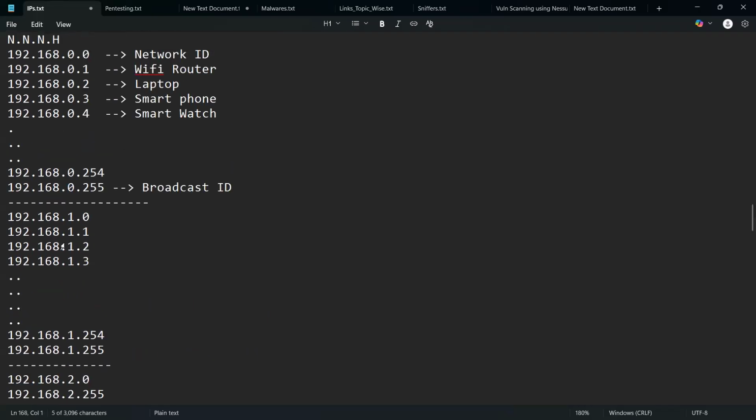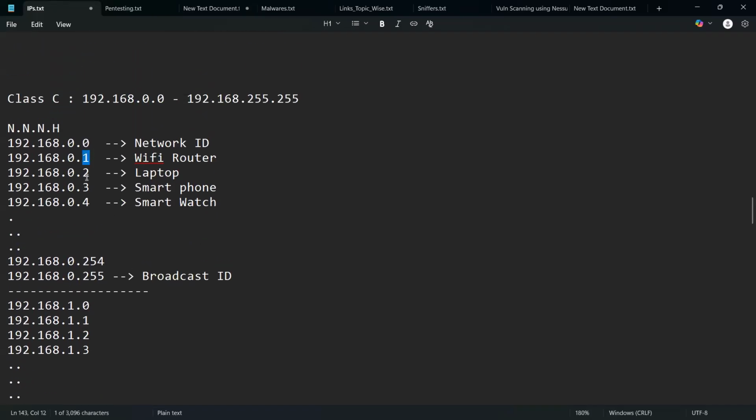So what I want to denote by the network and host portions is that each host portion indicates a separate host. And the network portion gives the identity for the entire network containing all those hosts.